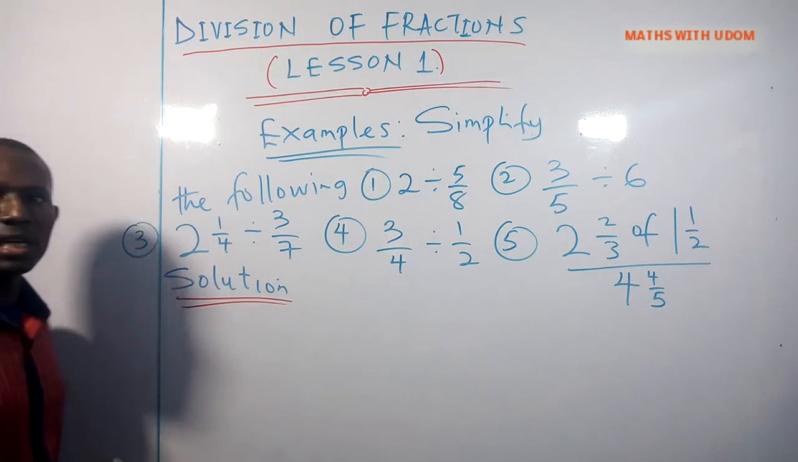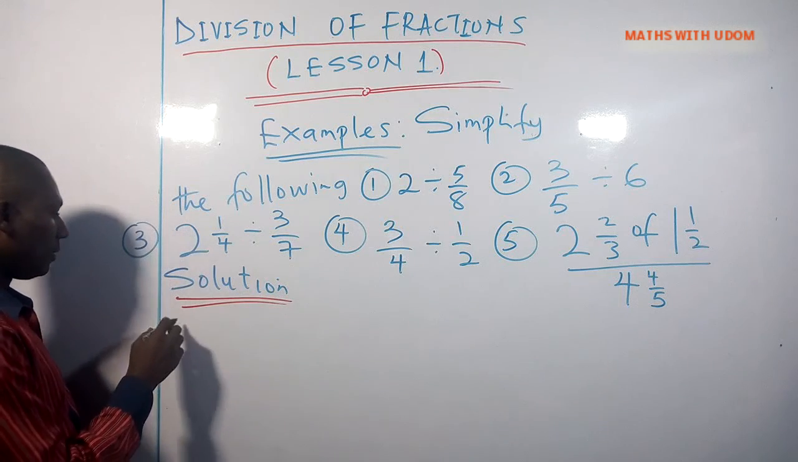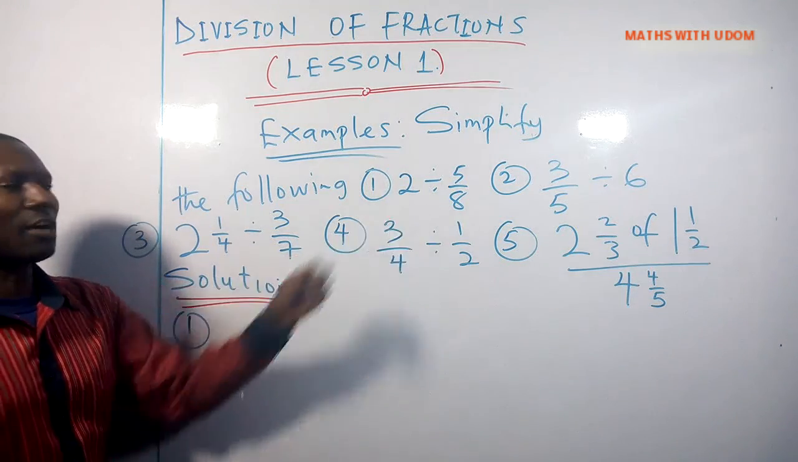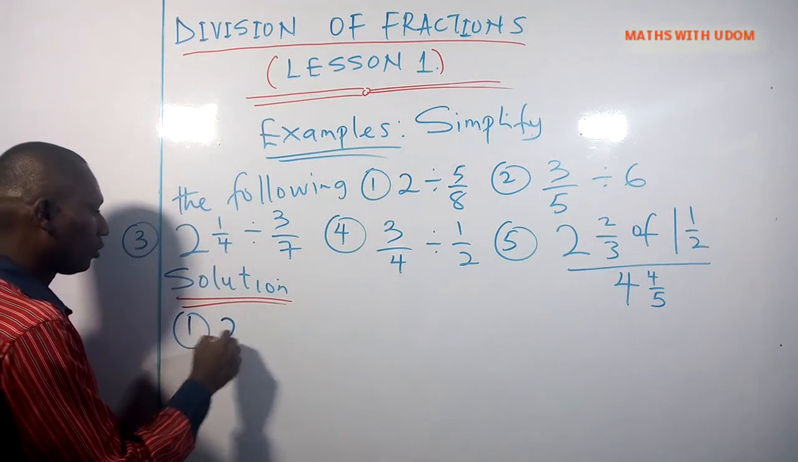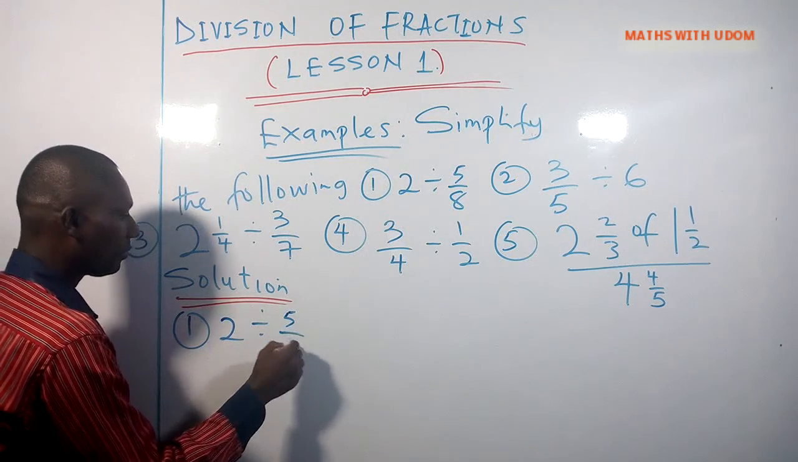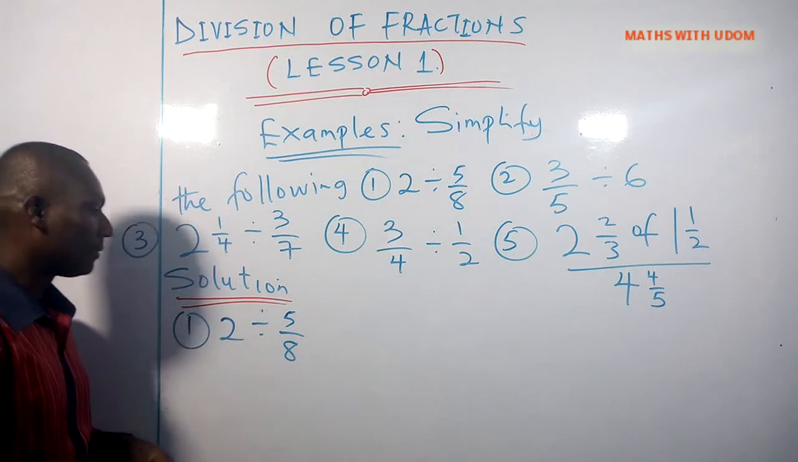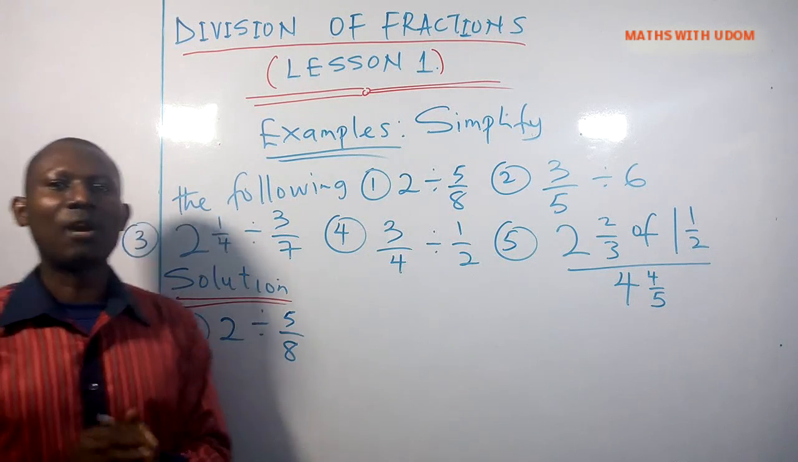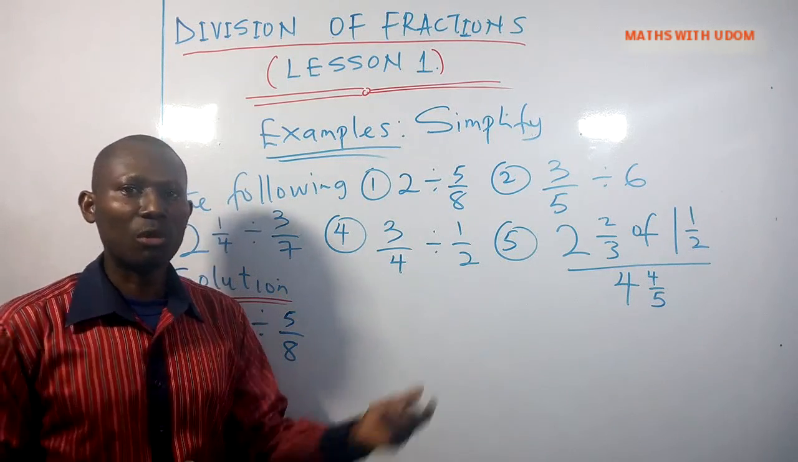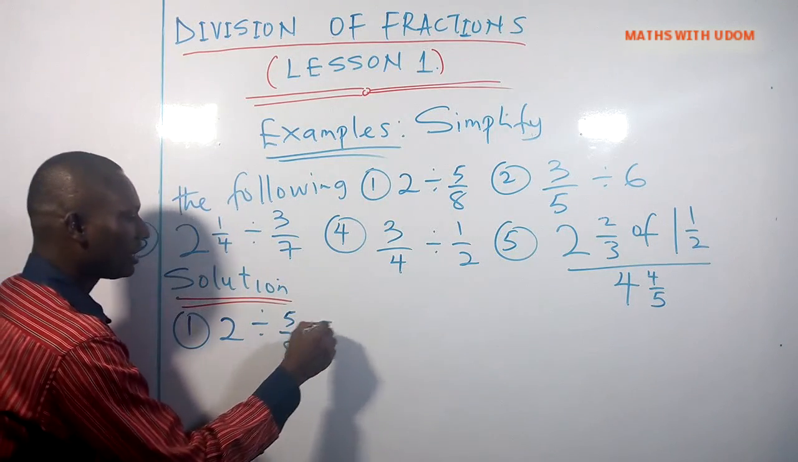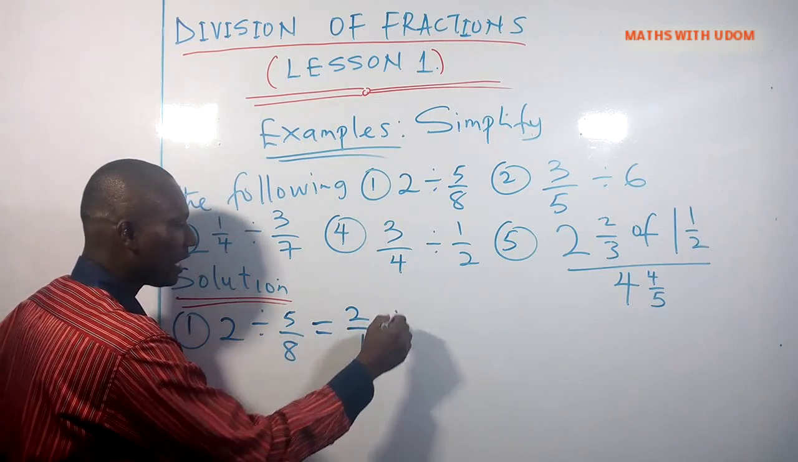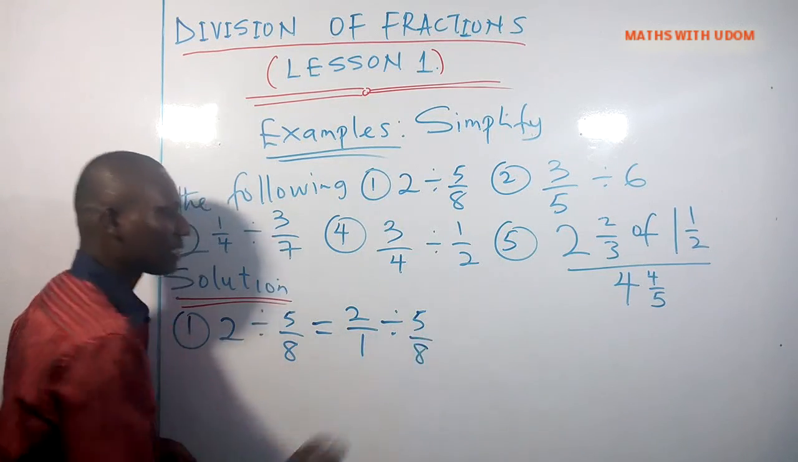So let's start with number 1. What do we have there? We have 2 divided by 5 over 8. So 2 divided by 5 over 8. Okay? Now remember, every whole number has 1 as its denominator. So what do you do here? This gives us 2 divided by 1, divided by 5 over 8.